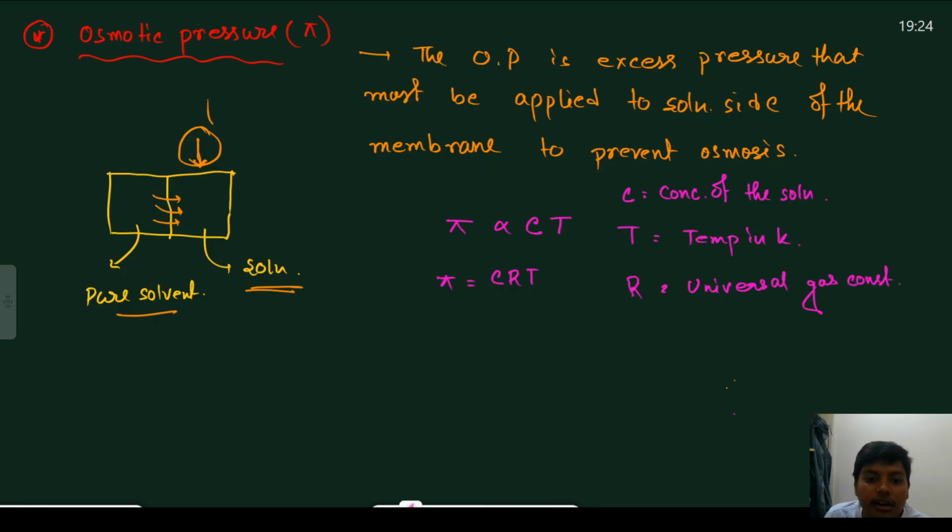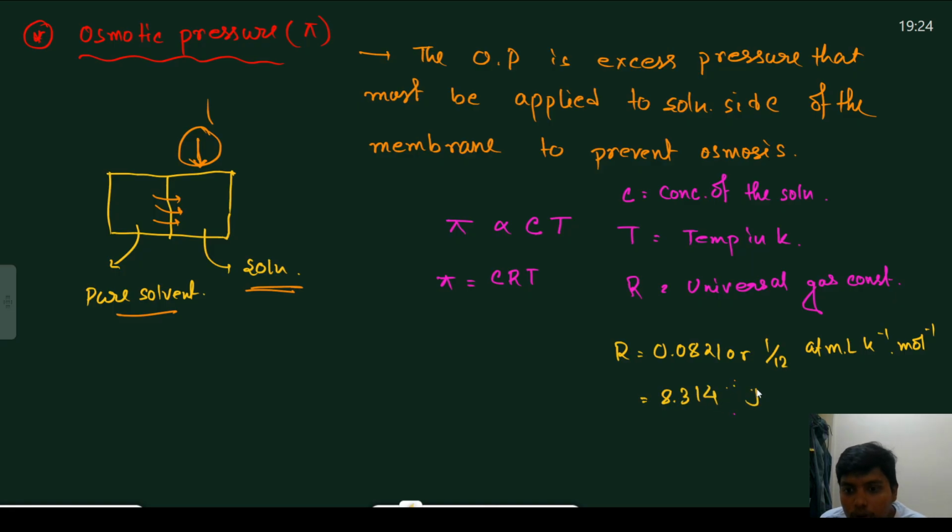Used many times in grade 11. R value, remember R value, R is equal to 0.0821 atm liter Kelvin inverse mole inverse. Next, 8.314 joule Kelvin inverse mole inverse. Or 2 calorie Kelvin inverse mole inverse. These three values remember. Okay, 0.0821 or 8.314 or 2 calorie. Understood? Yes or no?